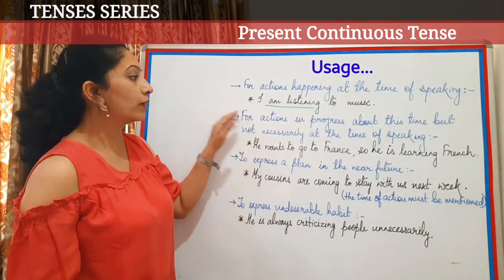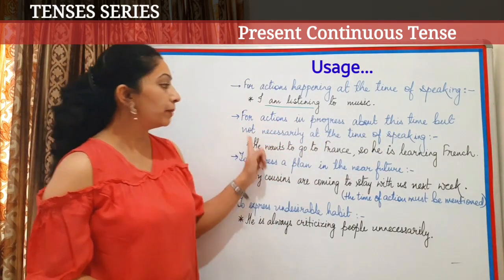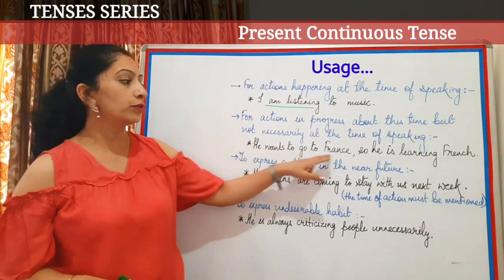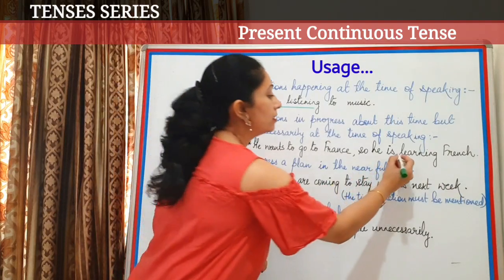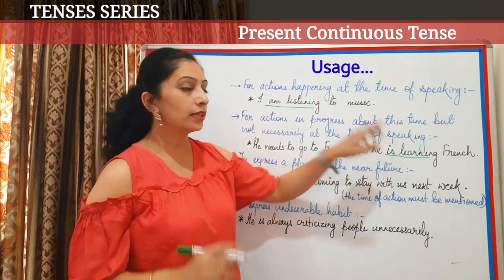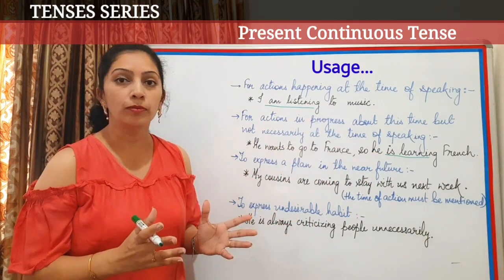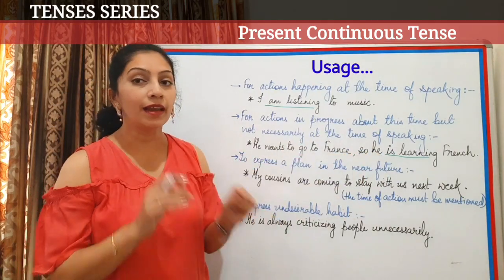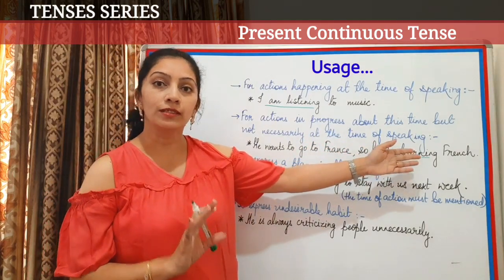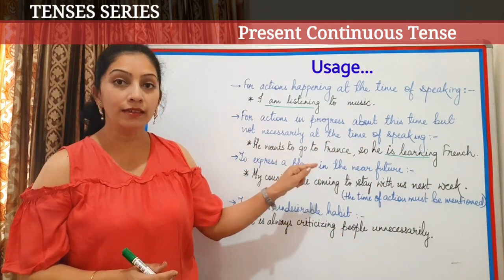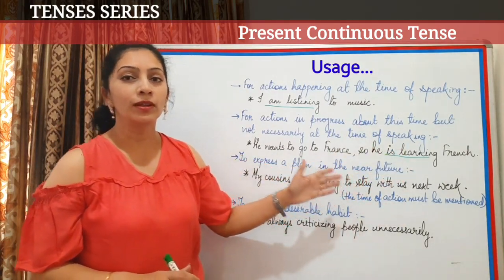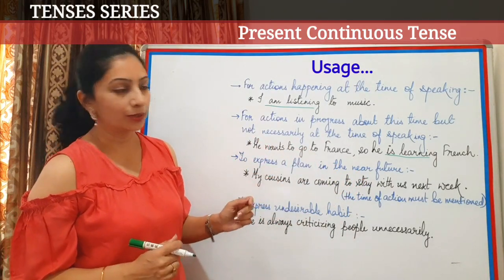The next use is for actions in progress about this time, but not necessarily at the time of speaking. For example, he wants to go to France, so he is learning French. Now this is an action which is correct at the present moment, but it may not be happening at the time I am speaking about it. That it is correct that he is learning French these days, but not necessarily he is learning at the very moment when I am speaking this.